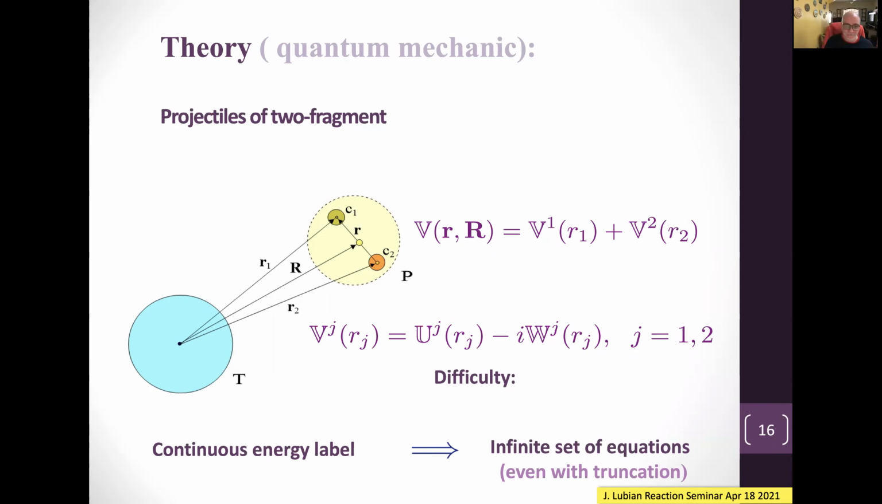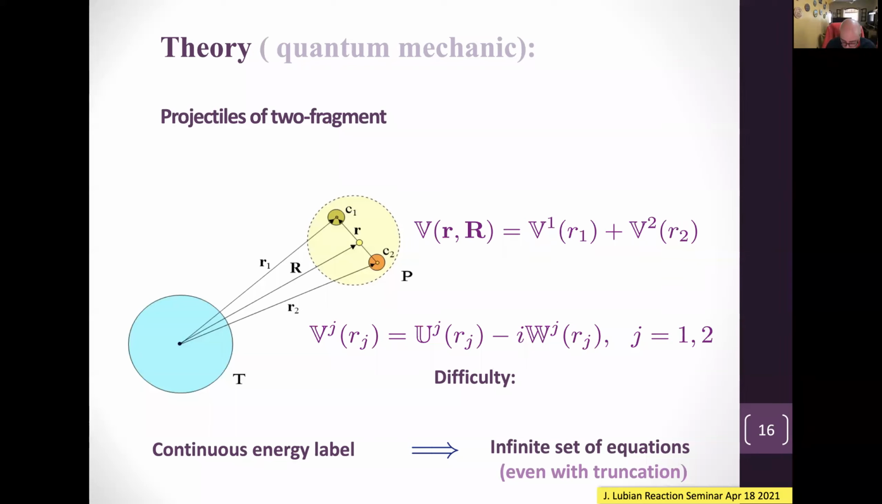So in my talk, I will talk about a projectile that breaks into two fragments. I will describe this with this potential. It's the sum of the two potentials of interaction of the two fragments with the target. Of course, to determine the states of the projectile, we will need the potential between these two fragments. The difficulty here is that we have a continuum state. Even if we truncate this state with some maximum energy, as we do when we perform usual coupled channel calculations, we will always have an infinite number of states.